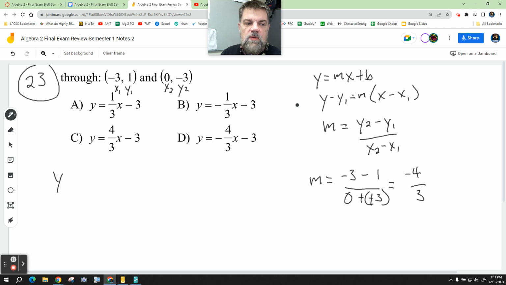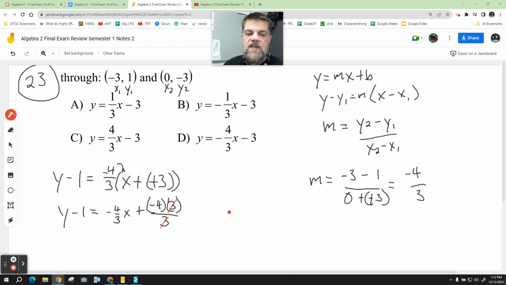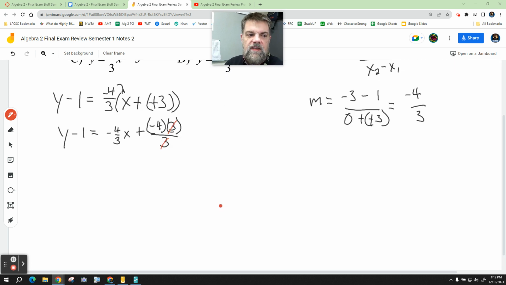So now I'm going to do my point slope form where I say y minus y sub 1, which is 1, is equal to my slope m, negative 4 thirds, times x minus x sub 1, which is minus 3. When you minus a minus, it becomes a plus. So I've got y minus 1 is equal to, I'm going to distribute that through the parentheses, negative 4 thirds x plus negative 4 times 3 all over 3. The 3's cancel. Okay? The 3's cancel. And guess what? I'm left with y minus 1 equals negative 4 thirds times x minus 4.